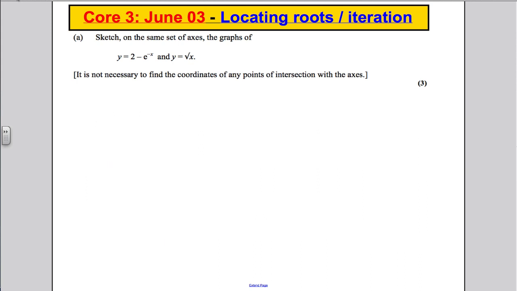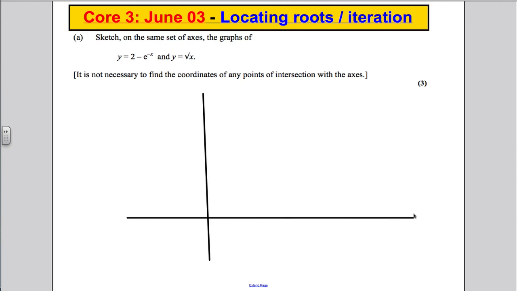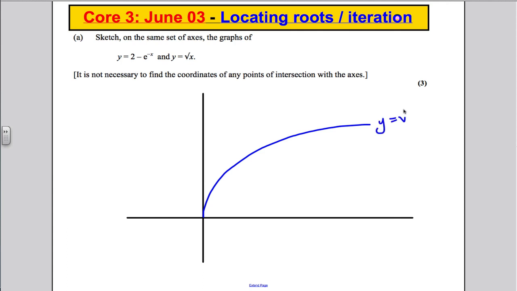Okay, it tells us for the first part, on the same set of axes, draw these graphs. You do not necessarily have to work out the points of intersection. So let's just simply draw these graphs here. Now, you should know root x looks like this. You should know that y is equal to root x looks like that. That's just a given. Now, what does this graph here look like?